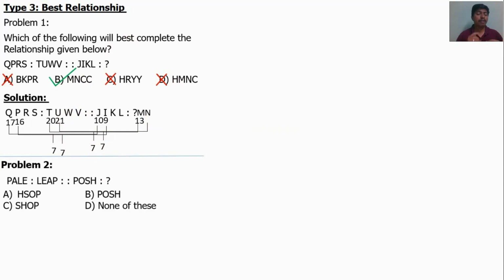The second type of problem is swapping concepts. The first character's letters are swapped with the second. Swapping means the first letter P is in the last letter. The second letter is in the third letter of the second character. The third letter of the first character is the first letter of the second character. The fourth letter of the first character is the second letter of the second character. The letter positions are changing. This type of problem is swapping concepts.